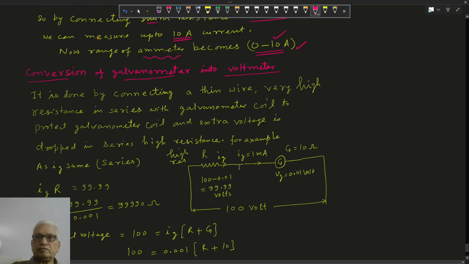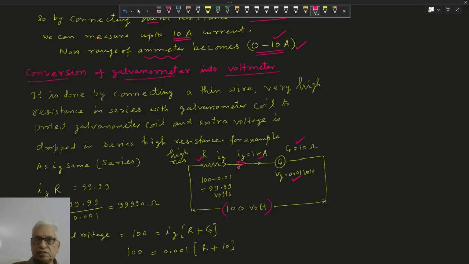Now conversion of galvanometer into voltmeter. Voltmeter पहले measure कर रहा था केवल 0.01 volt by the galvanometer current and galvanometer coil. अब measure करना हमको 100 volt, ये again 10,000 टाइम ज्यादा हो गया. इसको अगर डायरेक्टली करेंगे तो जल जाएगा. तो galvanometer coil के सीरीज में हाई रेजिस्टेंस लगा देते हैं. So extra voltage is dropped in the series high resistance. Series current is same. पैरेलल में वोल्टेज सेम था, सीरीज में करंट सेम.